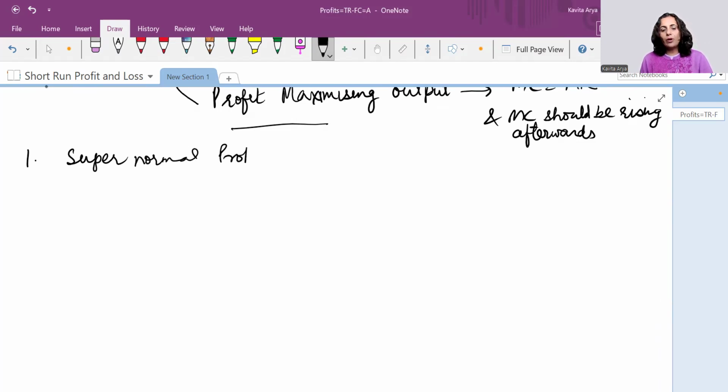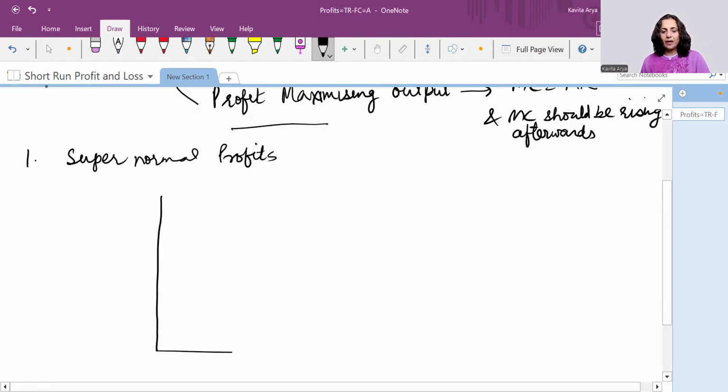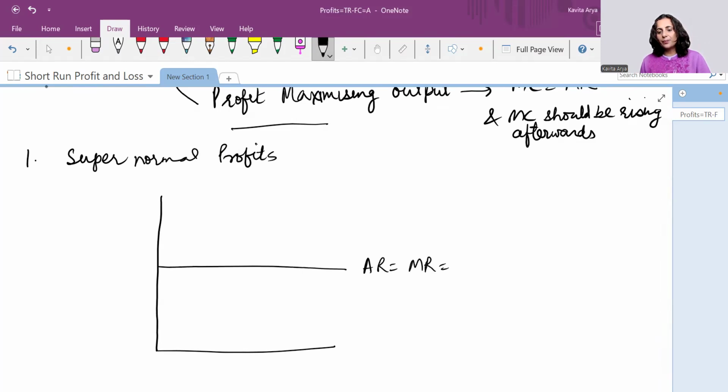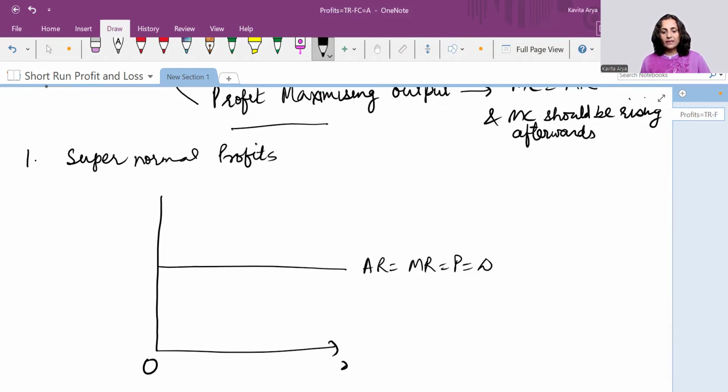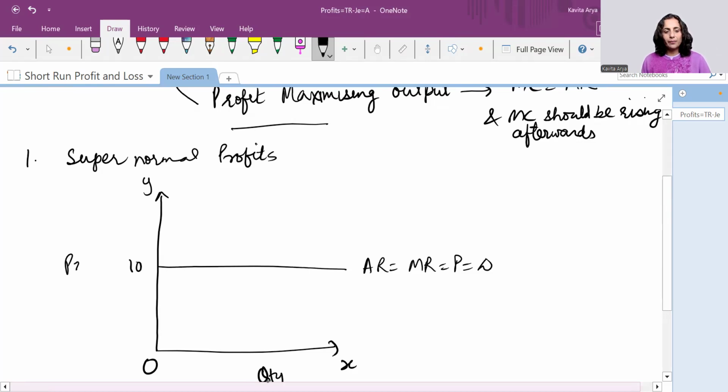Right. So when we talk about this, let's make the basic structure of perfect market situation. Perfect market situation gives you this structure where AR is equal to MR is equal to P is equal to D. What does it mean? That this line only shows the average revenue, marginal revenue, price, and the perfectly elastic demand curve. So this is X, this is Y. Say this is 10 as the value. Here we would be showing the quantity and here we are showing the price.